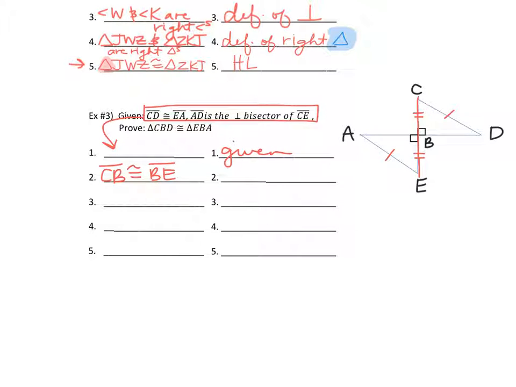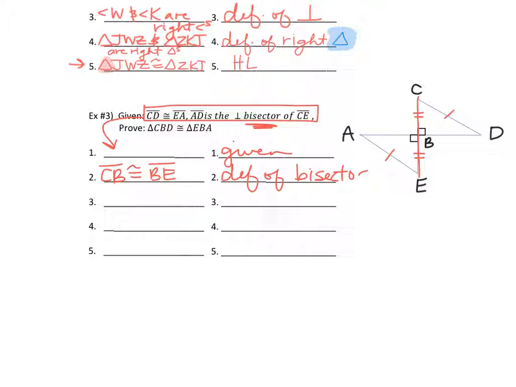Okay, how do I know those two are congruent? Notice there's a word in your given. Definition. That's the definition of a bisector. Right? They told you it's a bisector. Okay, so definition of a bisector gives us that.